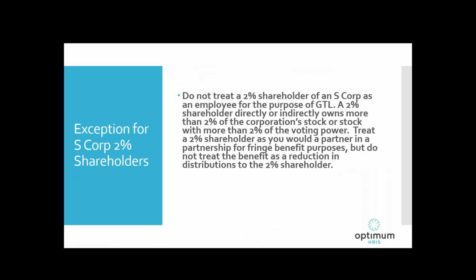There is an exception when it comes to group term life insurance, and that is when you have a 2% shareholder of an S corporation. A 2% shareholder in an S corporation cannot be treated like a regular employee when it comes to group term life insurance over $50,000. A 2% shareholder would be one who owns either directly or indirectly more than 2% of the corporation's stock, so they would have more than 2% of the voting power. Now, you should treat this shareholder as you would treat a partner when it comes to fringe benefits, but do not treat the group term life benefit as a reduction in the shareholder's distributions.